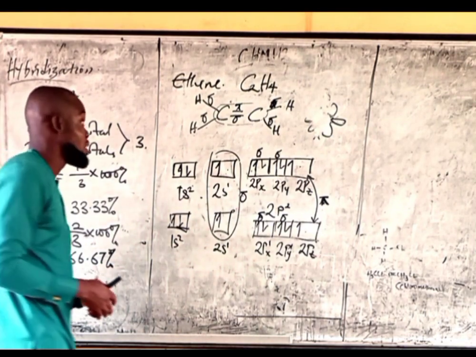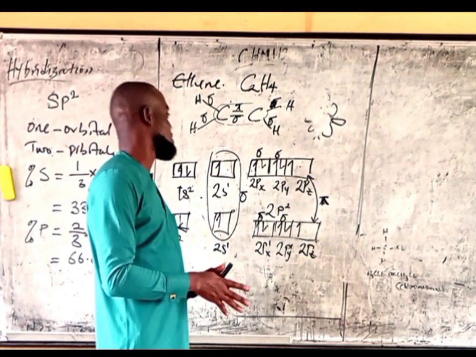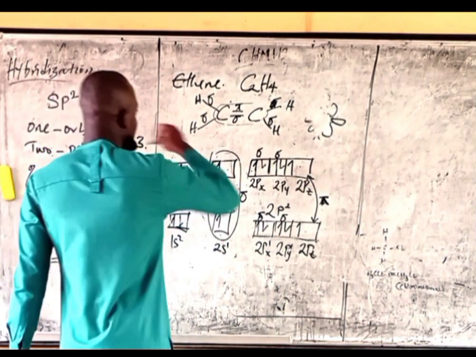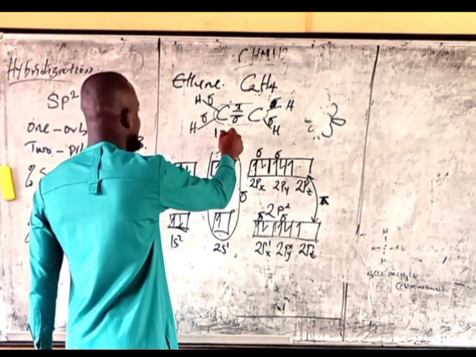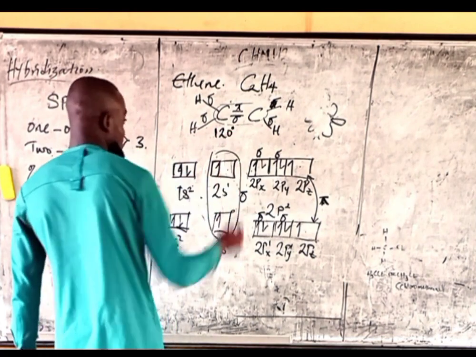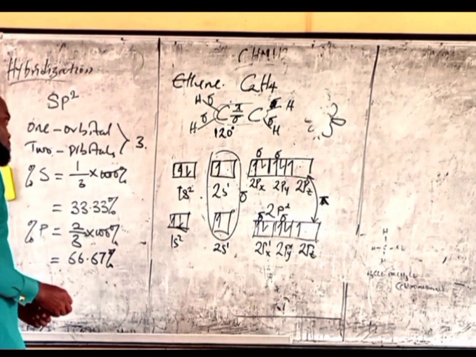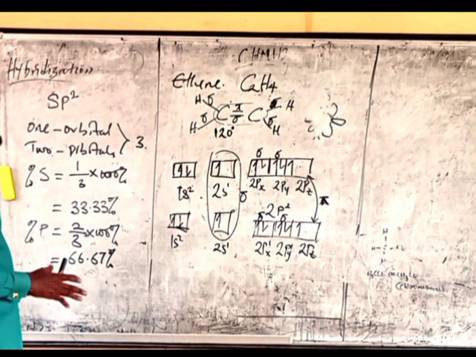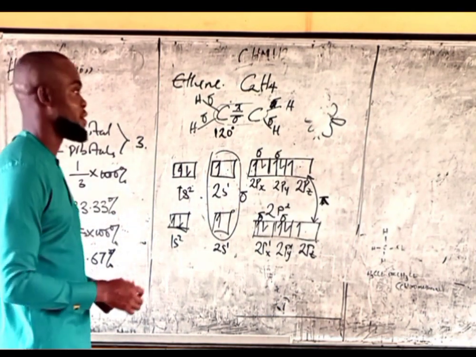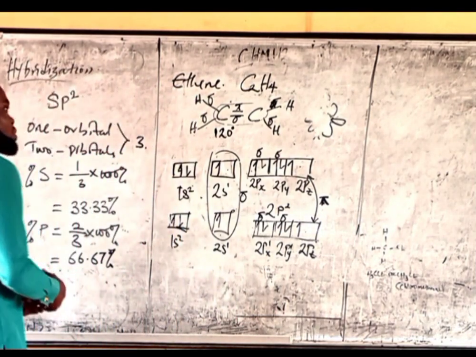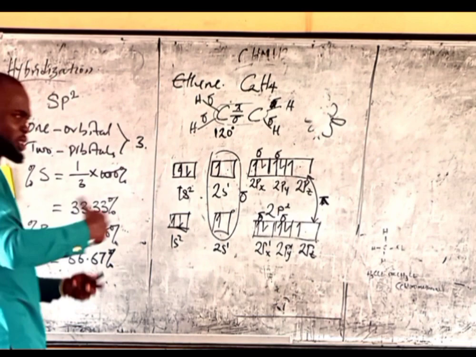Now this hybridization still has a shape that is triangular, in case you don't know. And the bond angle of this carbon to hydrogen is 120 degrees. It's not 109.5. The bond angle is 120 degrees. Please take note of that. It's very, very important.